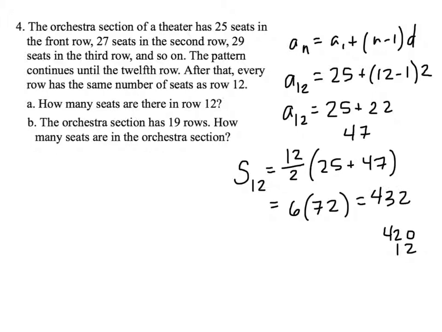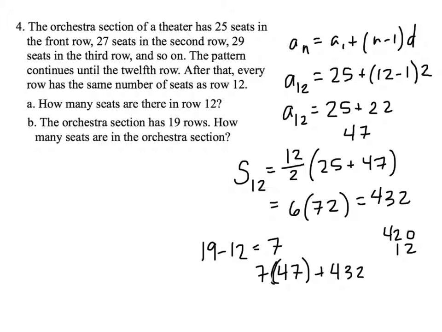So then we've got the rest of the rows that we're discussing. So 19 minus 12 is 5 rows. 5 rows times the number of seats in that row, which is 47. The number of seats is the same in row 12, 13, 14, 15, 16, 17, 18, 19. So 19 minus 12 gives us the excess rows, except apparently I cannot subtract. Come on. There we go. And then we'll have to add the 432 to that.